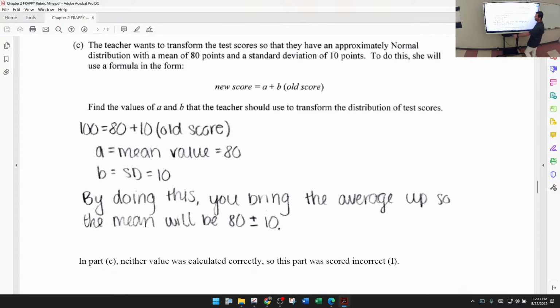Here's what this person did. They got 180 plus 10 old score. The A is 80 and the B is 10. By doing this, you bring the average up to a mean of 80. I missed it. Missed both. Didn't hit either one of them, so it's an I immediately. If you missed them both, it's an I. Pretty easy to grade.